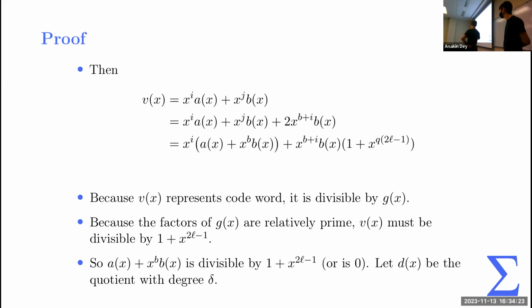And then we get that they're relatively prime from the fact that we have the prime irreducible polynomial that we started with at the beginning. And that's part of where the choice of this 1 plus X to the 2L minus 1 comes from, because that choice forces them to be relatively prime.